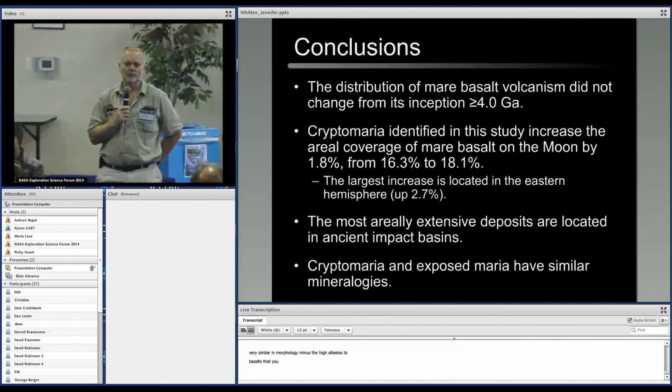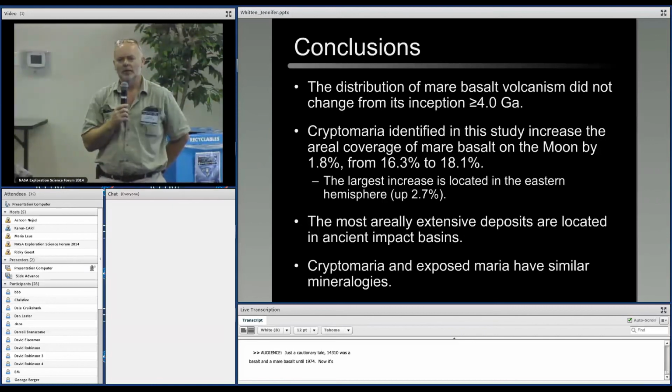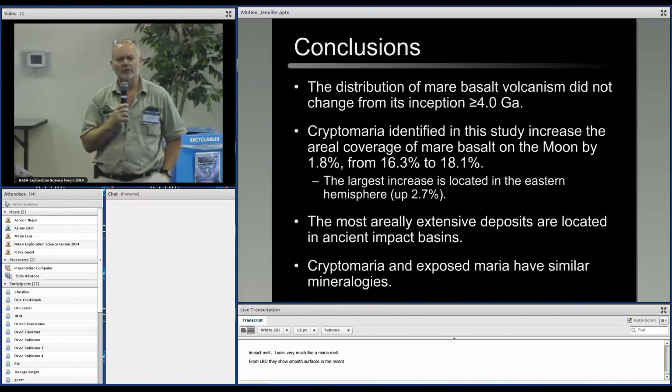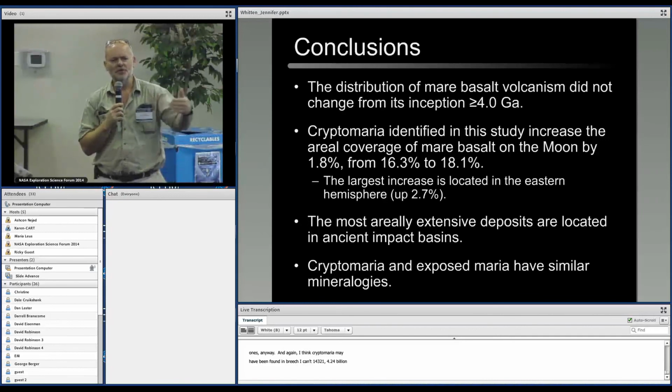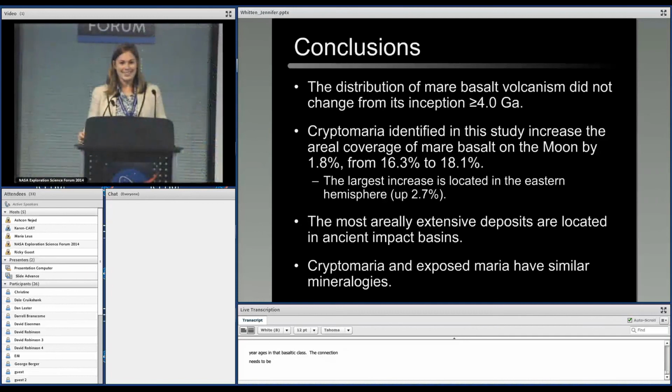Just a cautionary tale, because 14310 was a basalt, and it was a Mare basalt until 1974, '75. Now it's an impact melt. It looks very much like a Mare basalt. Okay. Impact melts from LRO show very smooth surfaces in some of the recent ones anyway. And again, I think Cryptomaria may have been found in Breccia 14321, 4.24 billion year ages of some of those basaltic clasts. But the connection still needs to be made, and maybe we need more samples. So I would not be opposed to that idea.